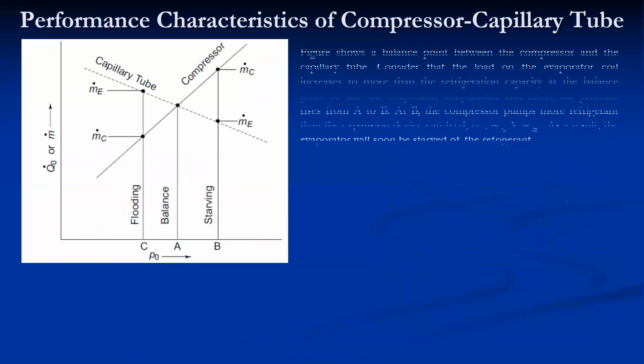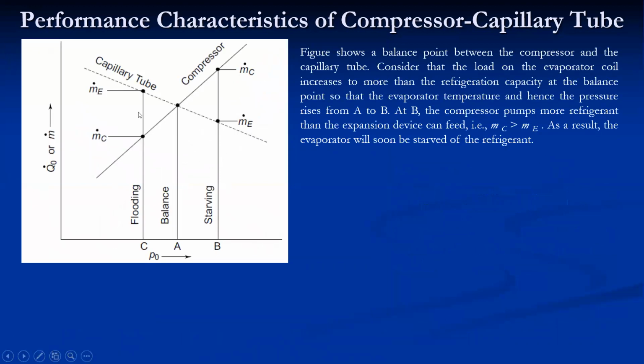Now this figure shows the balance point between the compressor and capillary tube. Suppose this is a compressor characteristic curve and a capillary characteristic curve, and this is a balance point. Now consider the load on the evaporator. Suppose the load on the evaporator coil increases, due to increasing cooling capacity. As the load increases, the pressure also increases. So pressure increases from A to B. Now the new operating point is B.